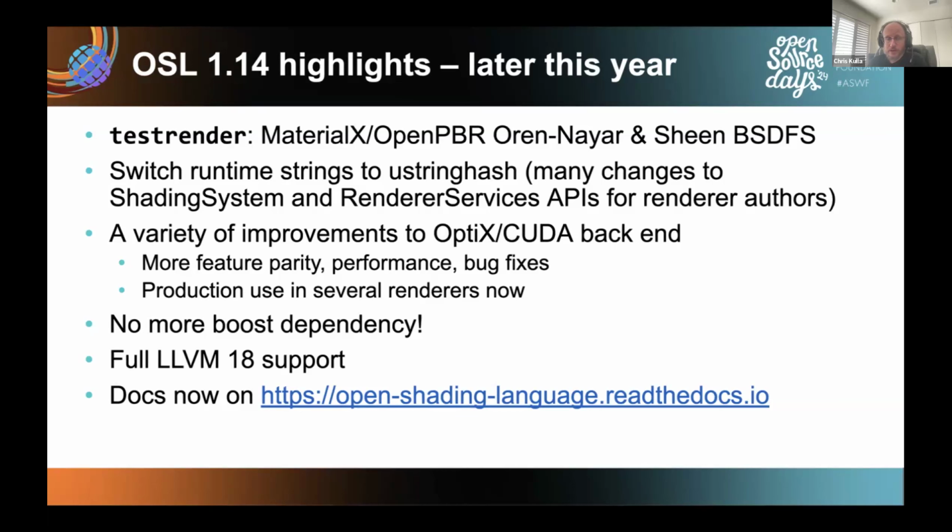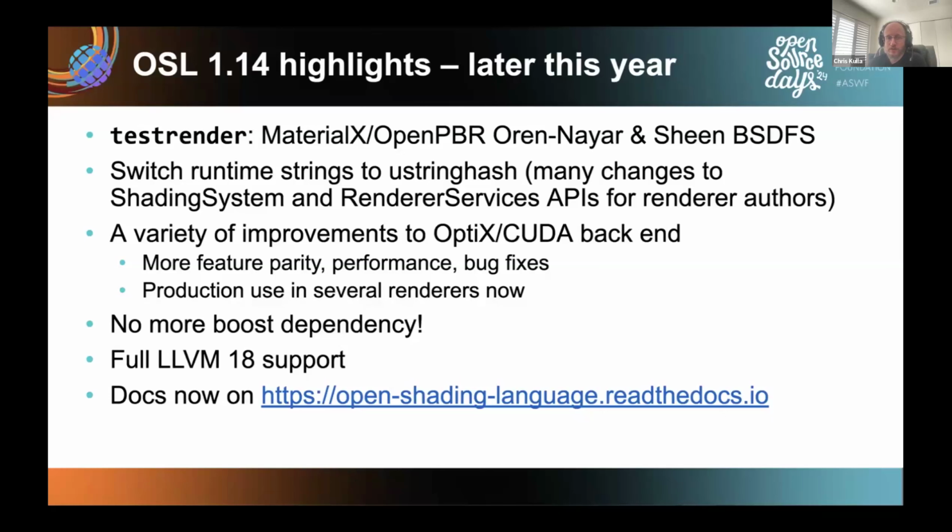For people integrating OSL into renderers, we've continued the work on switching runtime strings over to UString hashes. So this impacts the shading system and renderer services API. If you're a renderer author, this is, again, we're continuing on making things more GPU friendly. And yeah, there's again a long list of small improvements to the OptiX CUDA backend. Like I said, it's already in production use in several renderers now.